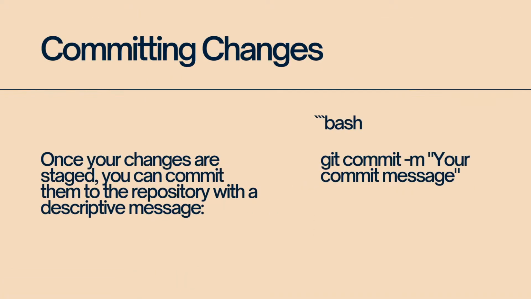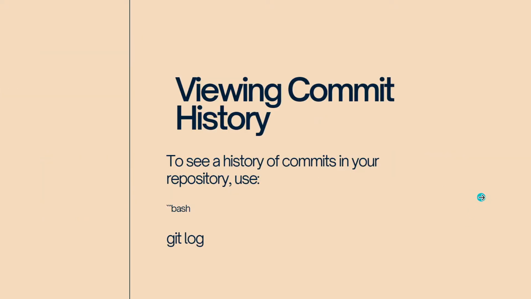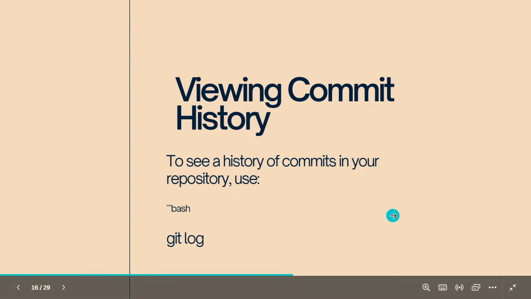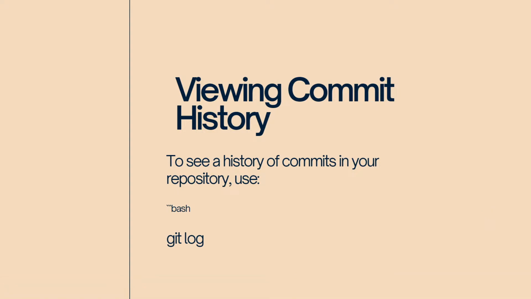Then committing changes. Every time you add a file for Git to track, you need to be sure that you commit the changes. To do that, you'll have to use the command git commit -m, that is the message, and then you write your commit message right there. You can view your commit history by just putting in git log, and that is all. It will show you all the changes that you've made.